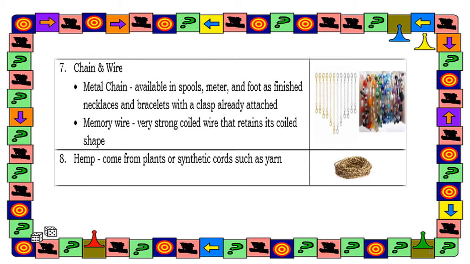Then we have the memory wire. It is a very strong coiled wire that retains its coiled shape even when you crimp it or when you bend it. Okay, it will still retain its shape. Then we have the hemp, which comes from plants, or synthetic cords such as yarn.